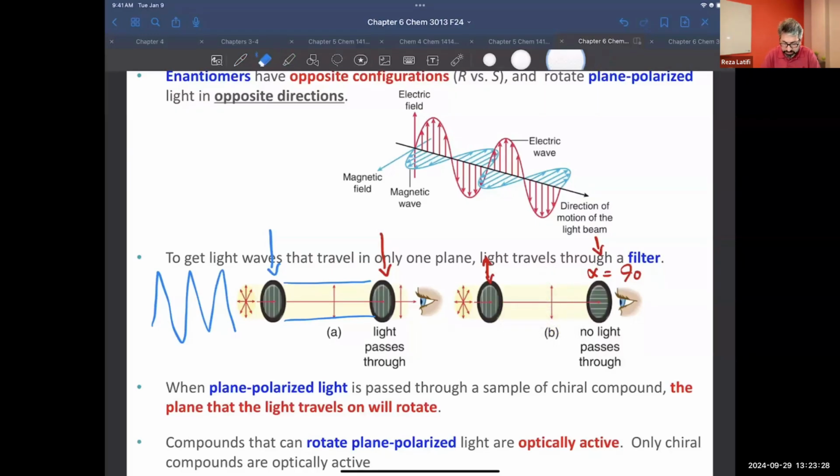That sample might change the direction of the light, but we don't know which side it is going to rotate the light. It can turn left or right. So what we're going to do is play with the second filter. We keep tuning it until we see light. When we see light, we read the gauge to see how much rotation we had from the starting point. We know this one was up and down, and we had to tune the second one until we saw light, because the sample changed the direction. It can be clockwise or counterclockwise, maybe plus 15 or minus 15.